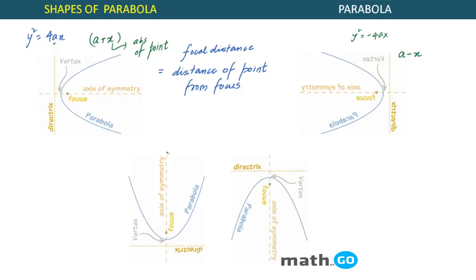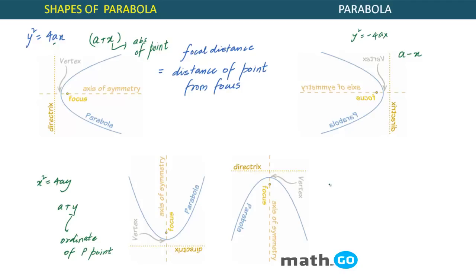Okay, got it? For x square equal to 4ay, the formula would be the same. You have a plus y. Got it? So instead of x, now it will be y. And what is y here? Ordinate of the point. It will be the ordinate of point P, right?